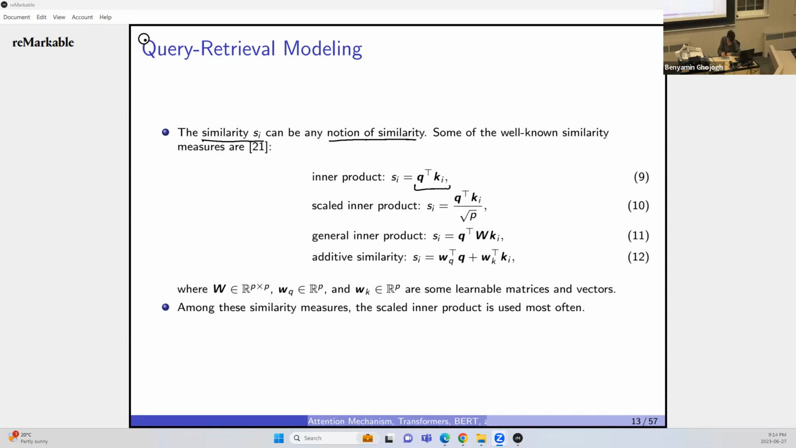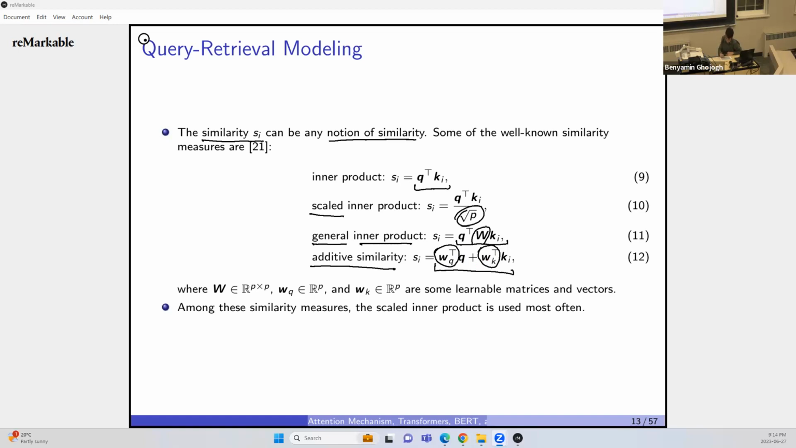Or you can have a scaled inner product where you scale it by the square root of P, and P, I think, was the dimensionality of the query and key, because they are vectors, right? You can also have general inner products. So we have Q transpose W Ki, where W is a matrix of learnable weights learned by backpropagation. You can also have additive similarity. So Wq transpose Q plus Wk transpose Ki. And these are learnable vectors by backpropagation.